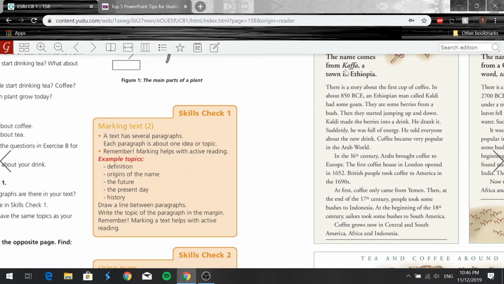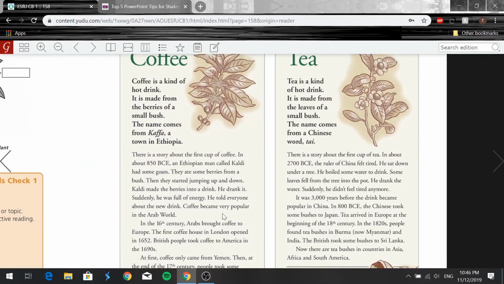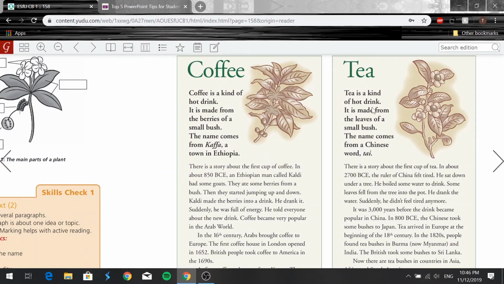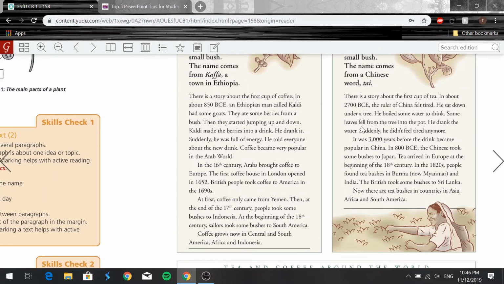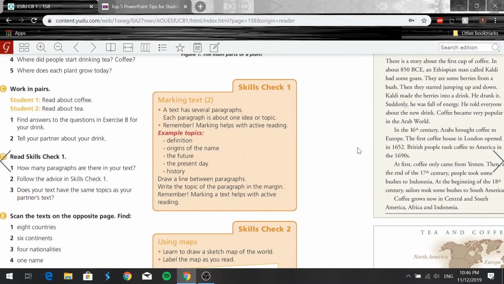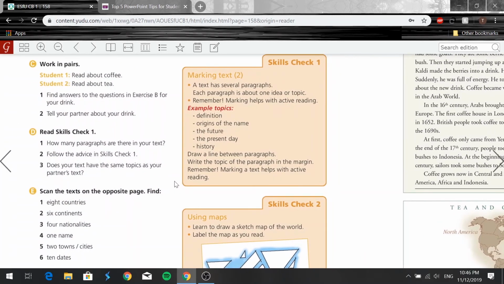As well as origins, and then we have history, and then the present day. Okay? Now let's go to T. Again, T here, we're talking about definition, and then we're talking about origins of the name, the Chinese word Thai. Okay? And then we're talking about history here, and finally, again, the present day. Alright? What else do we have? Does your text have the same topics as your partner's text? Yes, it does. Okay?